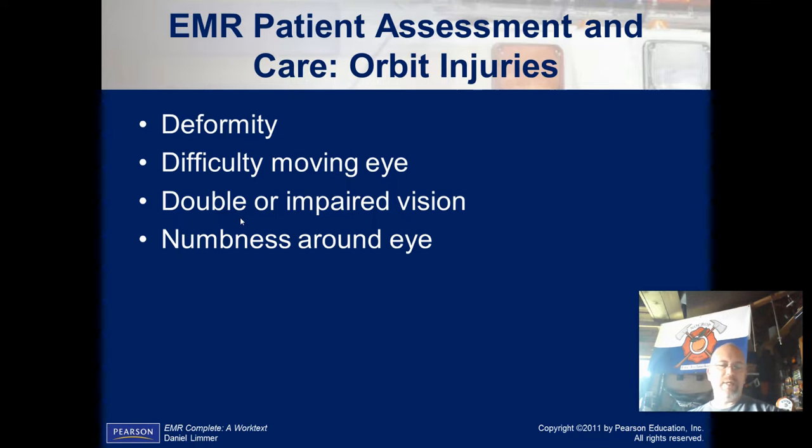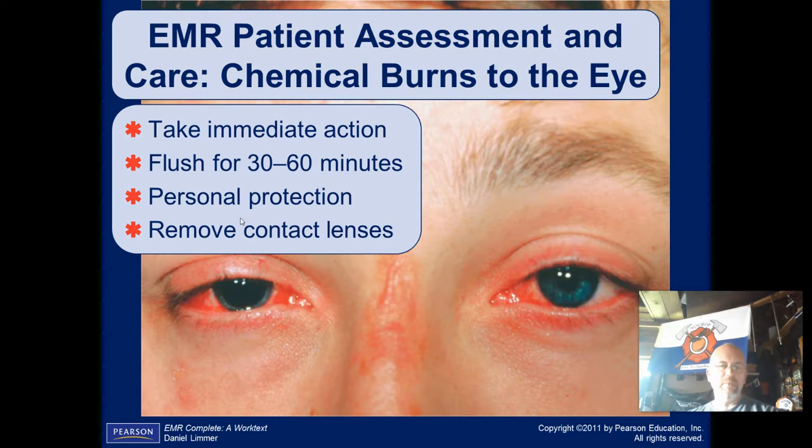Orbit injuries: deformities, difficulty moving the eye, double or impaired vision, and numbness around the eye are things that we might see as far as assessments. Chemical burns, take immediate action, flush for 30 to 60 minutes. Personal protection is important for you. You don't want to get any of this on you or in your eyes. Remove contact lenses if they have them.